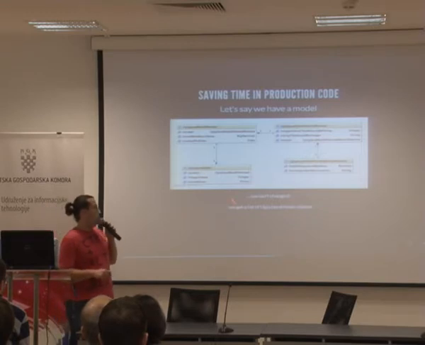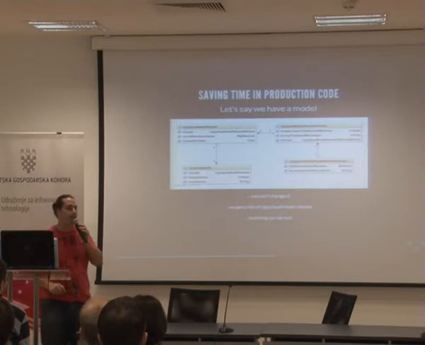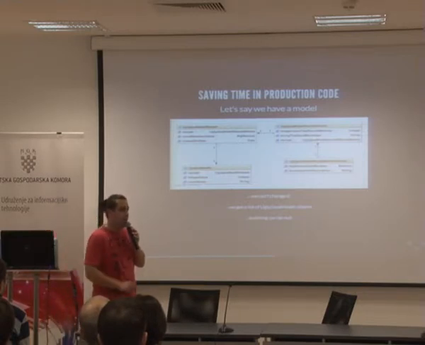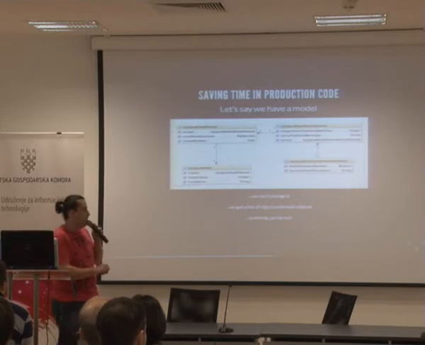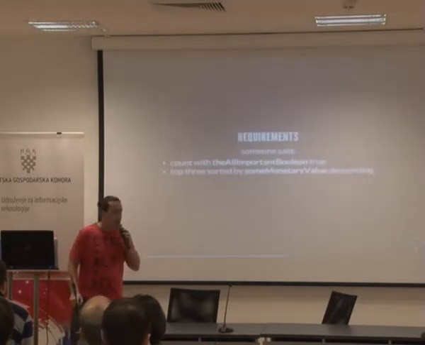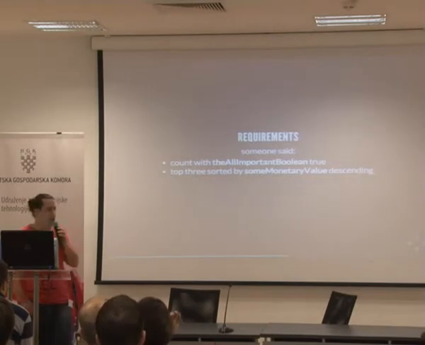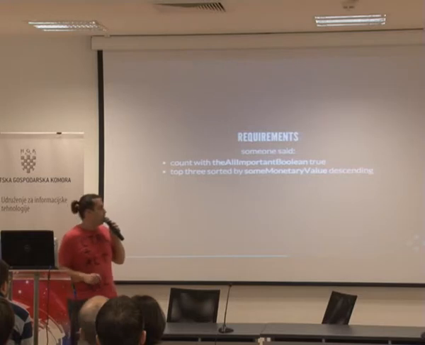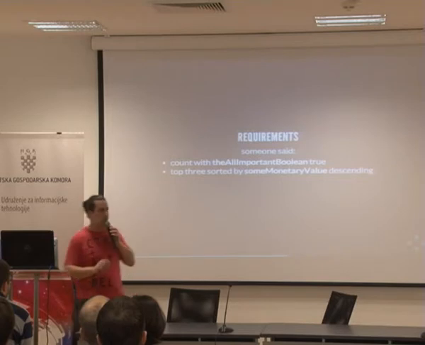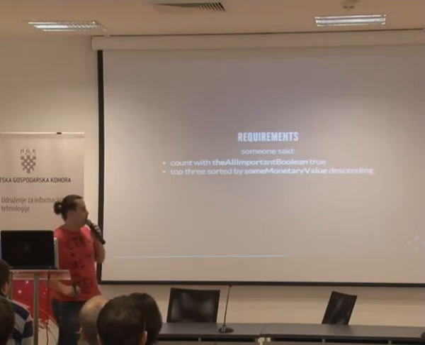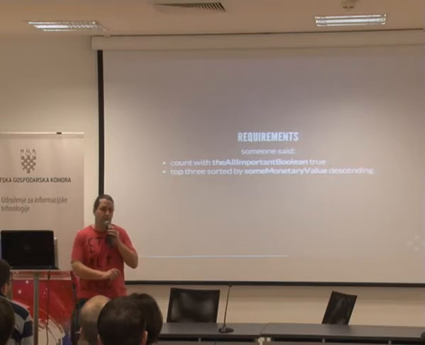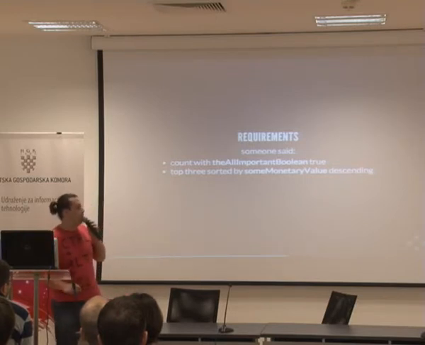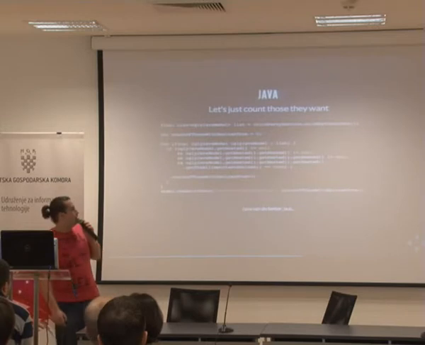From a service, we get a list of these objects, and anything can be null. We don't have any null safety here, so whatever we dereference, we can get nulls. And here are some requirements. Some manager said, we want you to count all the important beans with this important Boolean value set to true, which can also be null. And we want you to give us the top 3 sorted by this big decimal monetary value, descending. And let's go a bit into Java code.